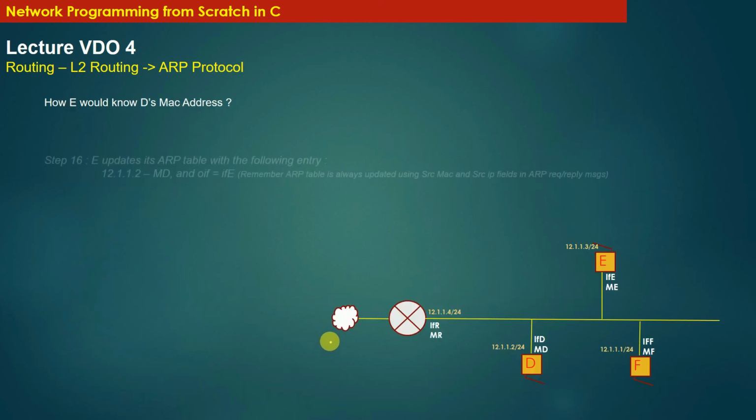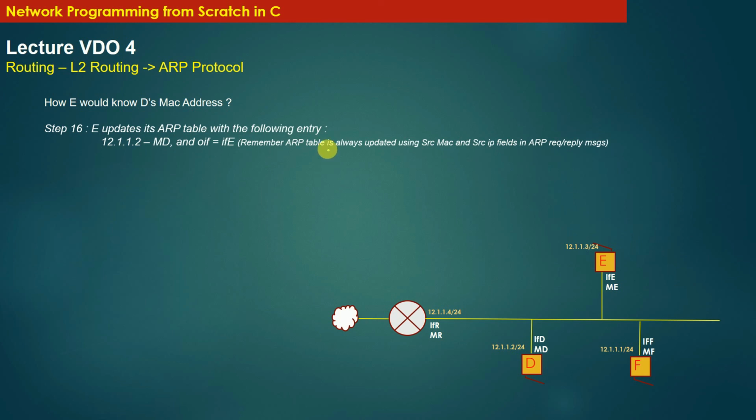So going forward, in step 6, when E receives the ARP reply message, the machine E will update its ARP table with the following entry. It will update its ARP table with the IP address 12.1.1.2, which is the IP address of the neighbor, with the MAC address of the neighbor, and the outgoing interface will be IFE, right?